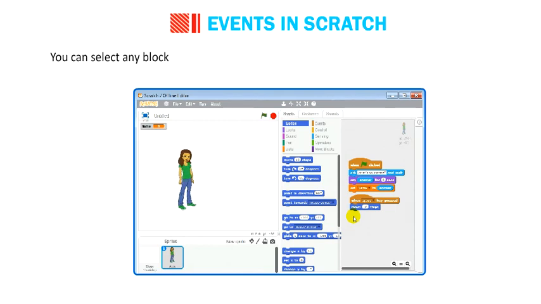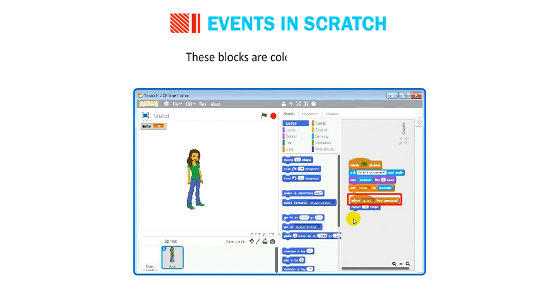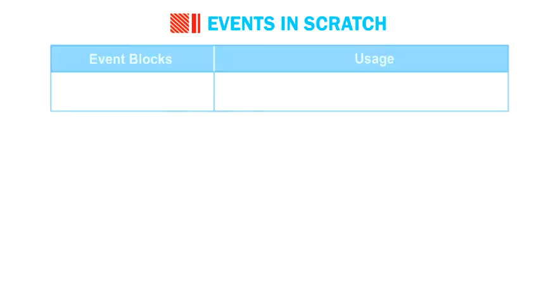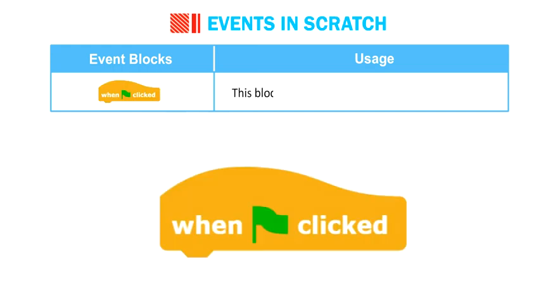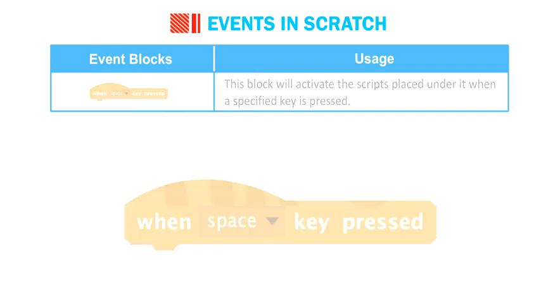You can select any block from the Events block palette category to start executing your script. These blocks are color-coded brown. Event blocks and their usage: "when clicked" signifies the starting of a project. "When space key pressed" will activate the scripts placed under it when a specified key is pressed.